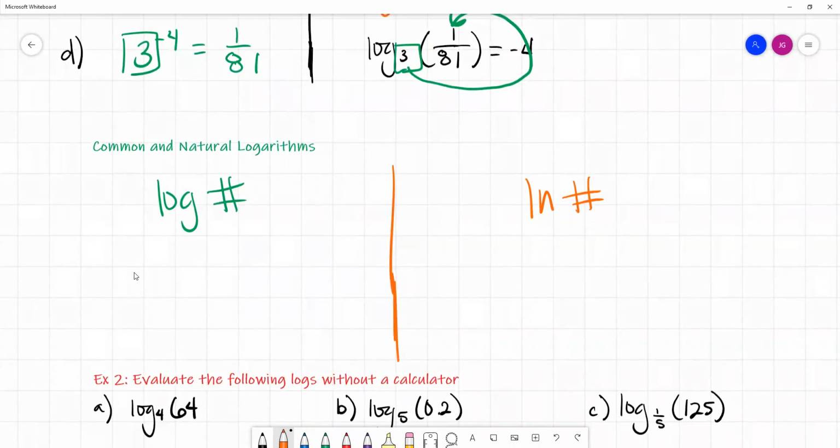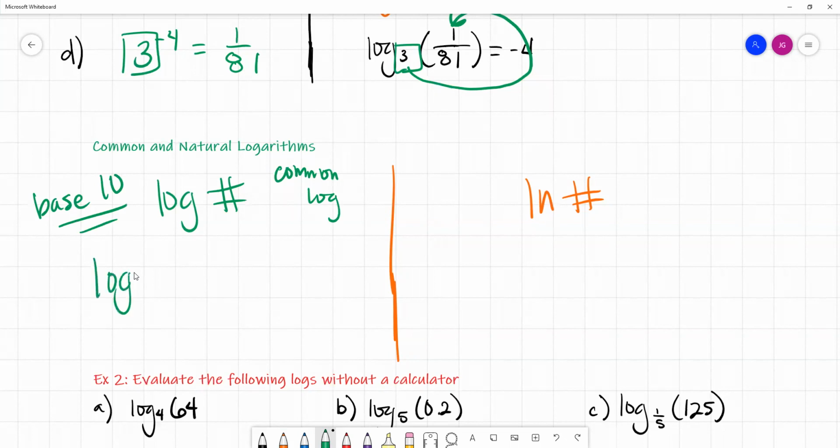Whenever I don't see a base and it's log, this is called the common logarithm, or common log, and it means it's base 10. When we don't see a base like this, it's base 10. So log of some number is the same thing as log base 10 of that number. We just don't write the 10 because log base 10 is one of the most important bases in logarithm world. It occurs more naturally in the world around us, so we bookmark it by not putting a 10 at all. It gets its own special baseless log.